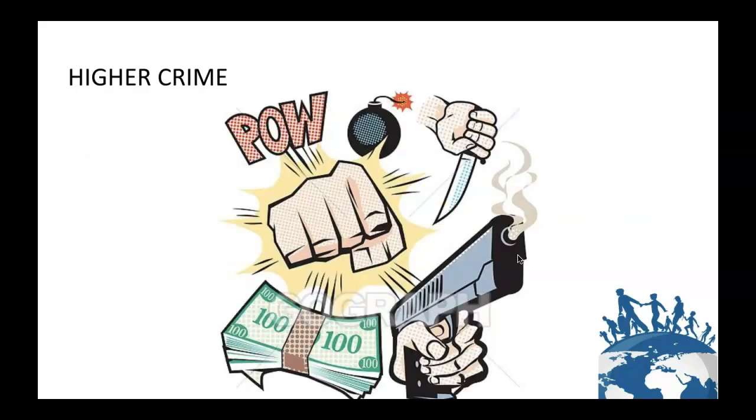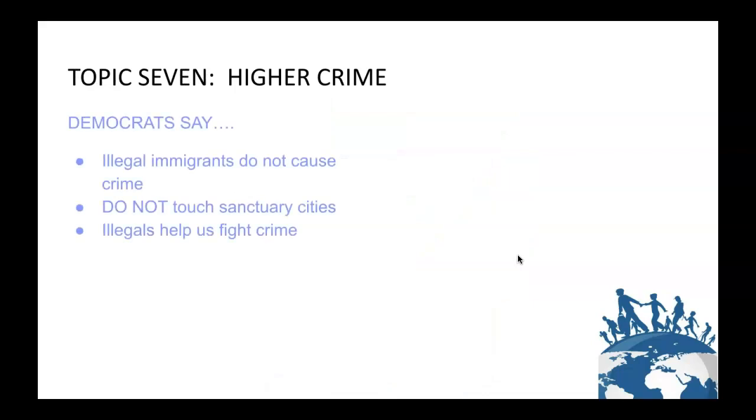When it comes to crime, it's no surprise that cities and metropolitan areas have a high influx of crime. But both sides believe that the root of crime is quite different, especially when it comes to illegal immigrants. Democrats would say that illegal immigrants do not cause crime, and we should not touch sanctuary cities and punish them if they are aiding and abetting illegal immigrants. So in other words, big cities like San Francisco and New York City should not do any such measures to purposely spot out illegal immigrants.